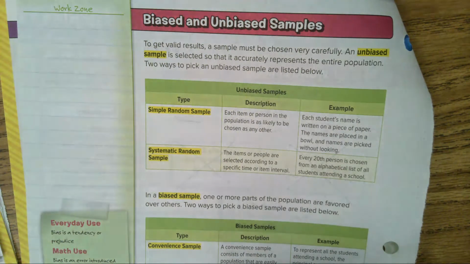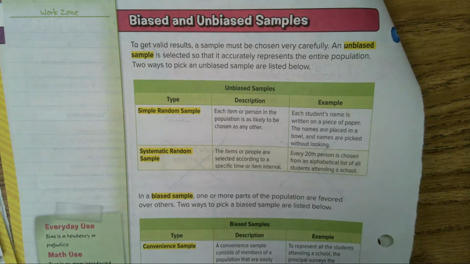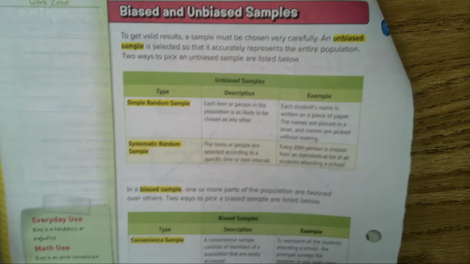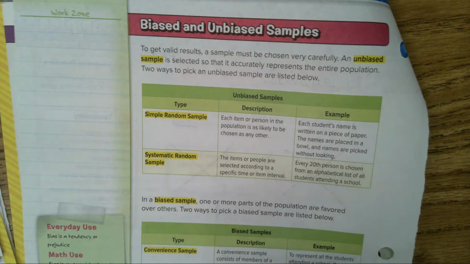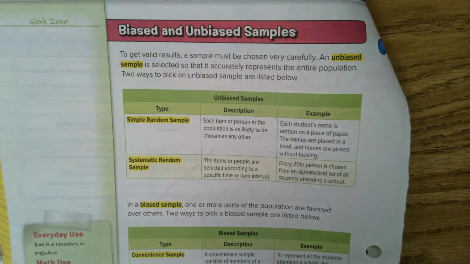Now, that's the type of sample you want, an unbiased sample, because that's like a true representation. Biased means you are tricking people into thinking that everyone likes this. So you don't want a biased sample. That is like where they trick you into going with what they want. It's not a true good sample.